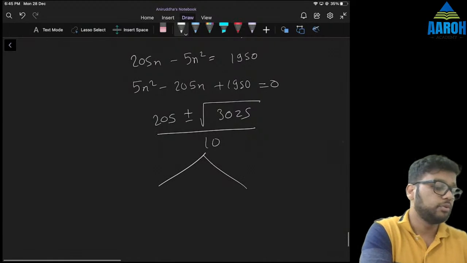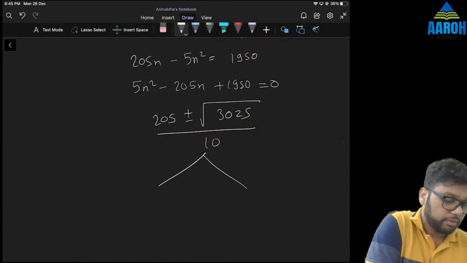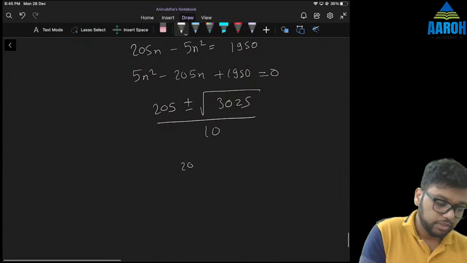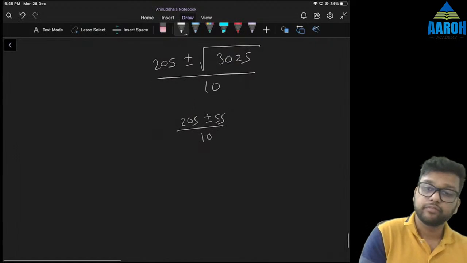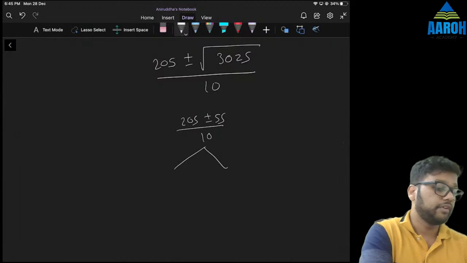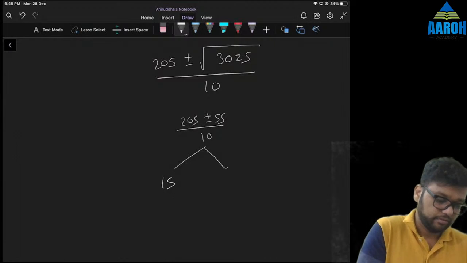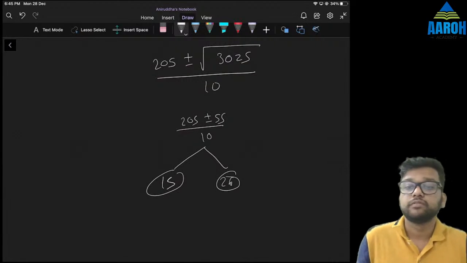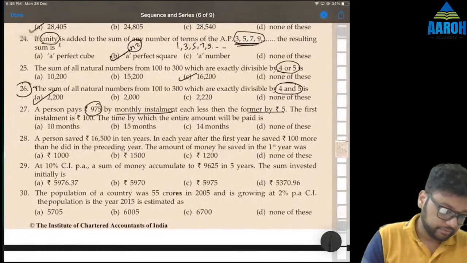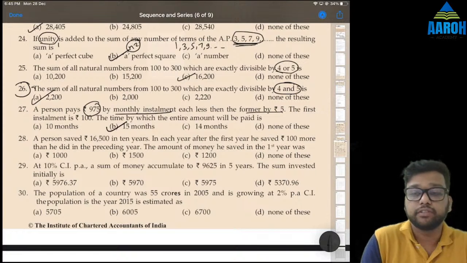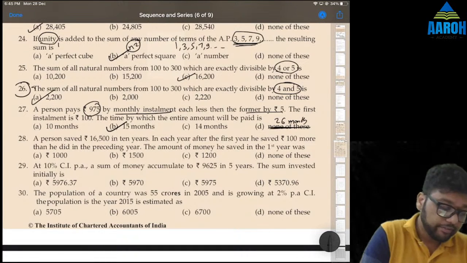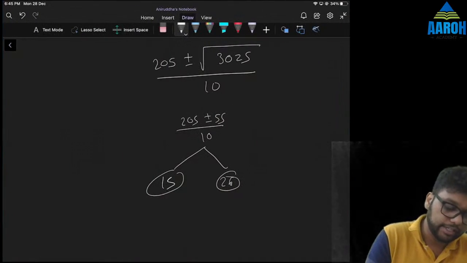So that is going to be, what is root 3025? 55. So that is going to be 205 plus minus 55 by 10. So 205 minus 55 by 10 is 15, and 205 plus 55 by 10 is 26. 15 and 26. We have only 15 in the options, but even if this option was 26 months, still we will take 15 only, not 26. 26 is not the correct answer for this.